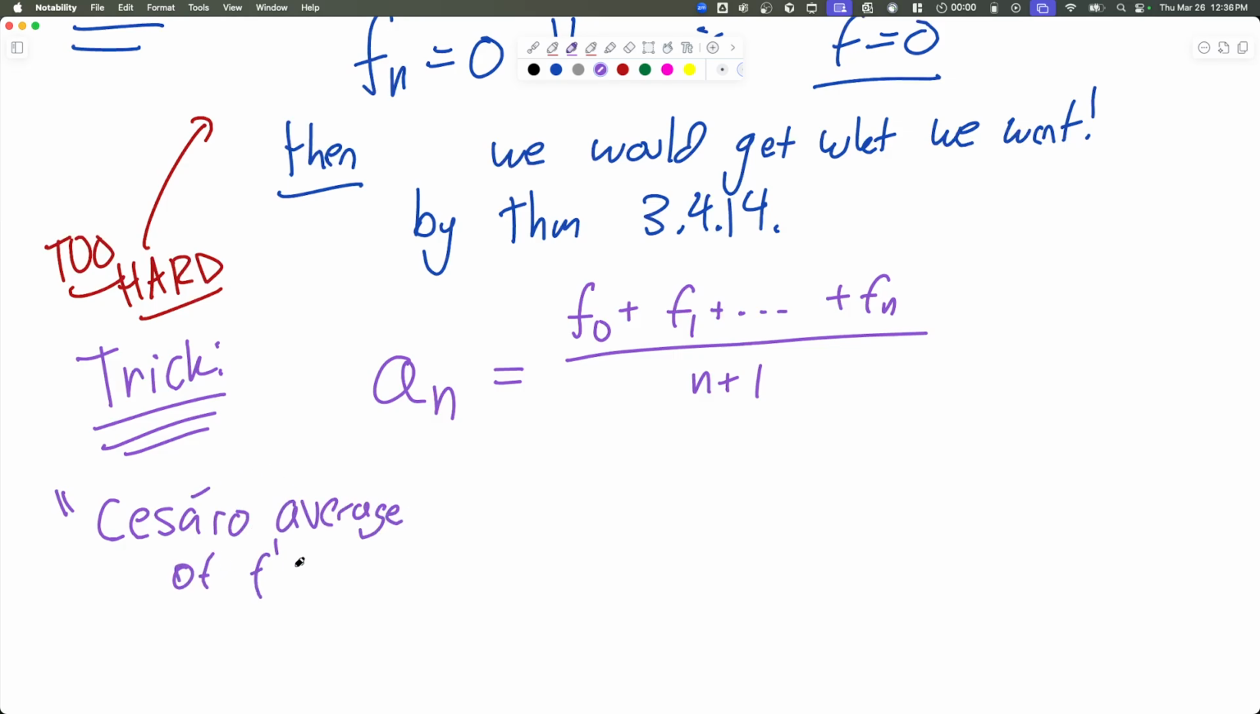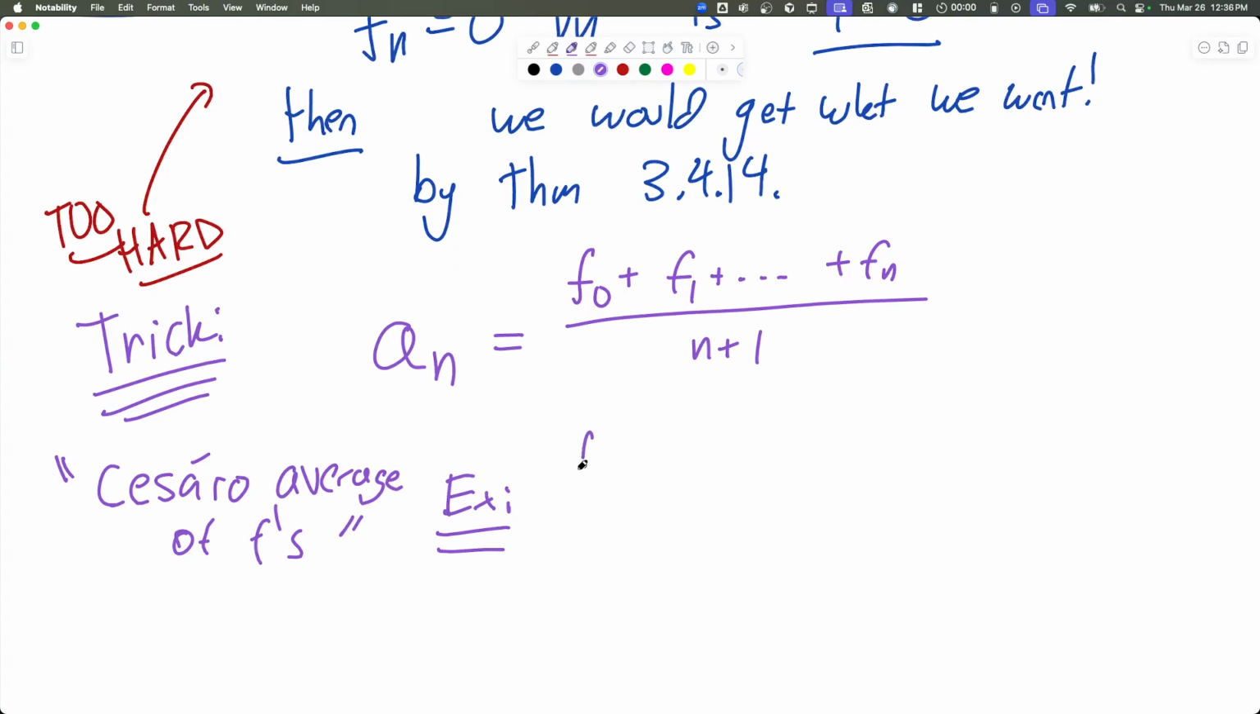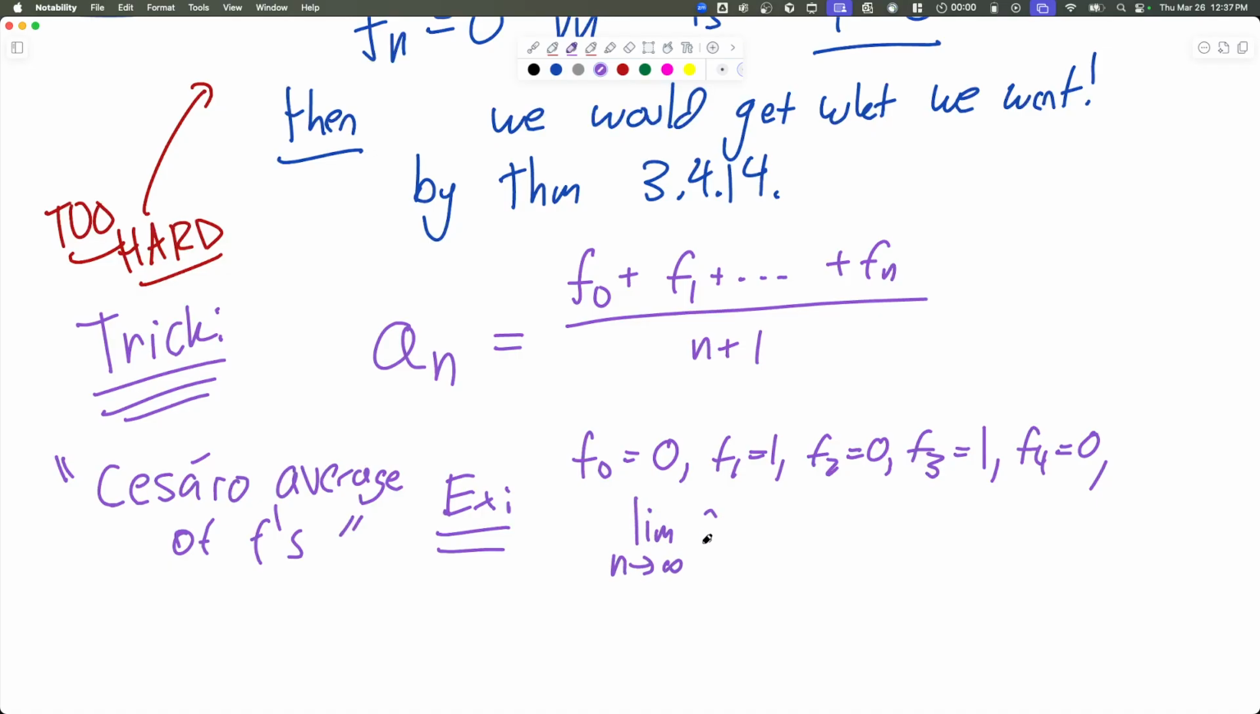Let me give you a quick little example to tell you how these Cesaro averages work. Pretend f's were like this: f0 equals 0, f1 equals 1, f2 equals 0, f3 equals 1, f4 equals 0. So in other words, it goes 0, 1, 0, 1, 0, 1. In this situation, the limit as n goes to infinity of fn does not exist. The f's on their own don't converge.